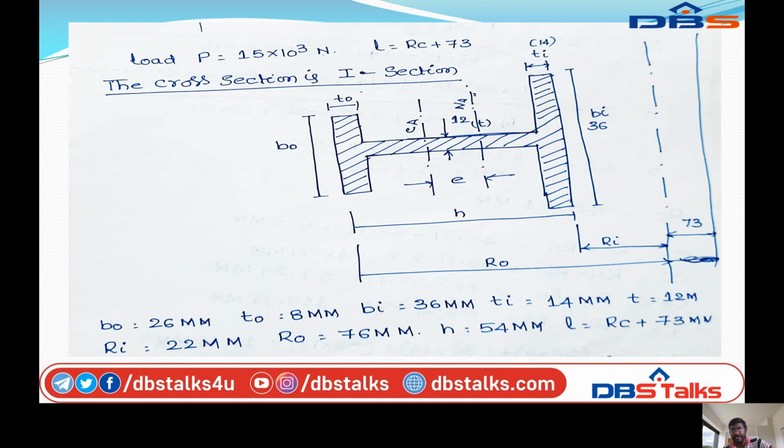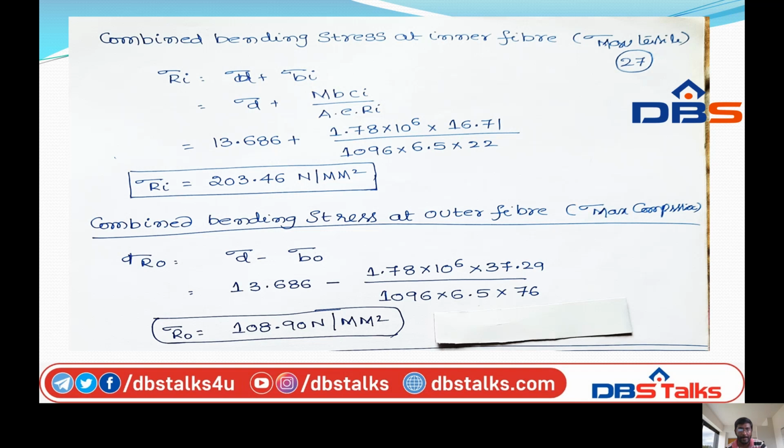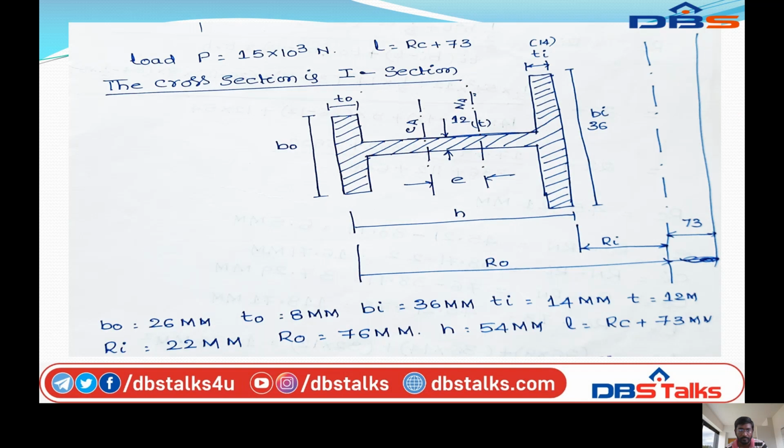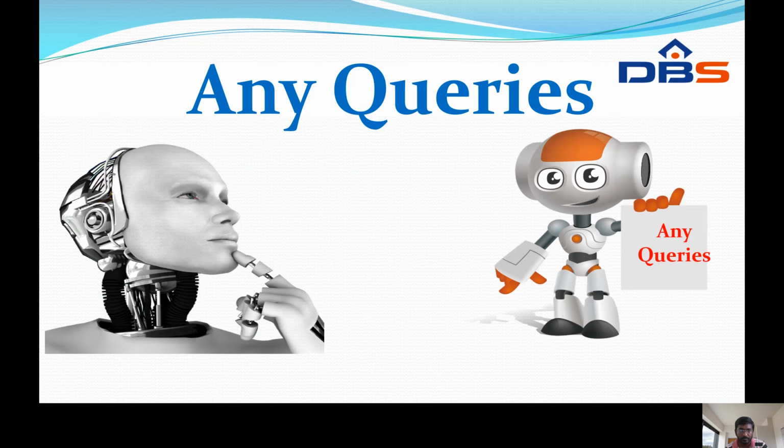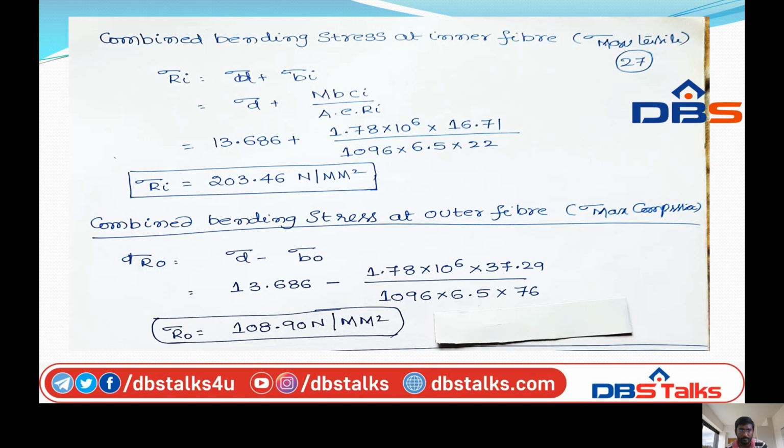So L is equal to RC plus 73 mm. So we can calculate the RC value and substitute the RC. So finding the total length of the C clamp. So first, we can calculate the combined bending stresses at the inner fiber.